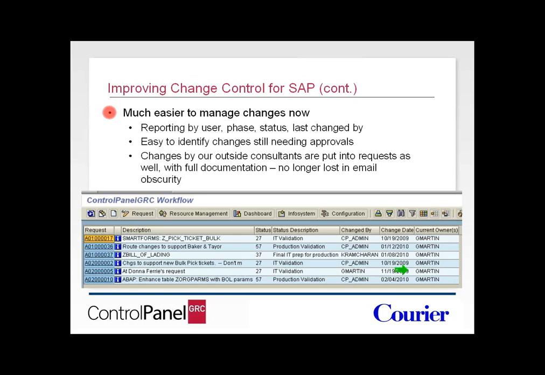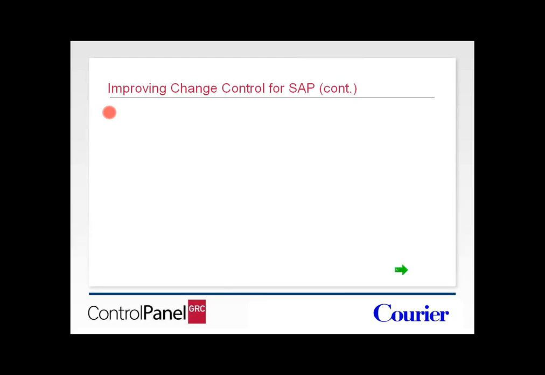It's now a lot easier to manage the changes. I can run reports that show us changes in progress by user, by what phase they're in, by the status of them, who changed them last. I can easily find out what requests haven't been approved yet, so I can move things along in a more timely manner. And the changes by our outside consultants are now put into request. I can see those, and we have full documentation for those as well.